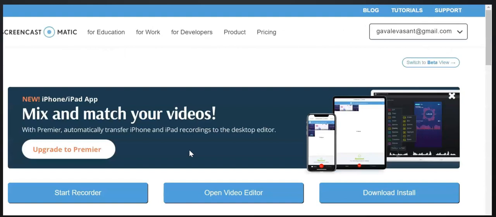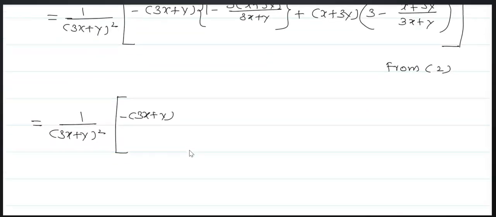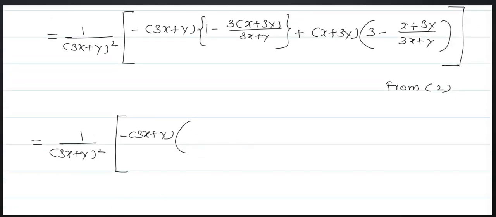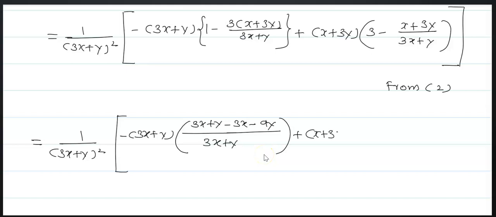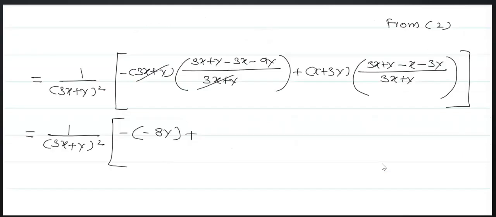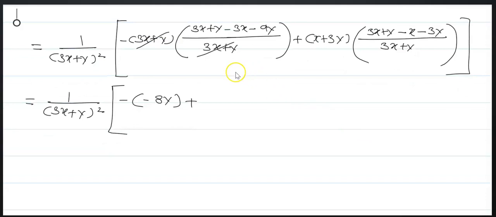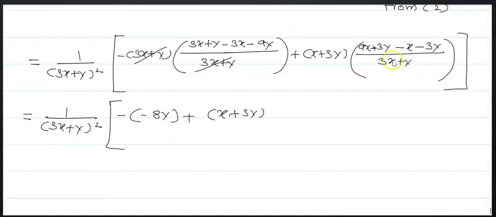That is a minus 3x plus y minus 3x plus y minus 3x minus 9y upon 3x plus y plus x plus 3y, 3 in bracket 3x. Now these two terms get cancelled and you are getting minus in bracket minus 8y plus x plus 3y. It is 9x plus 3y minus x minus 3y, 3x plus y. Overall it will become 8x upon 3x plus y.